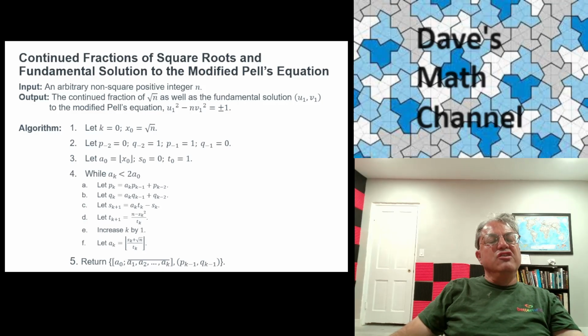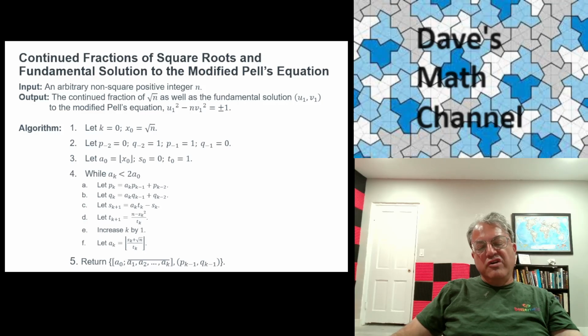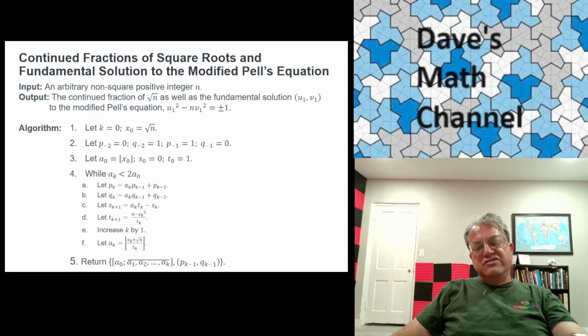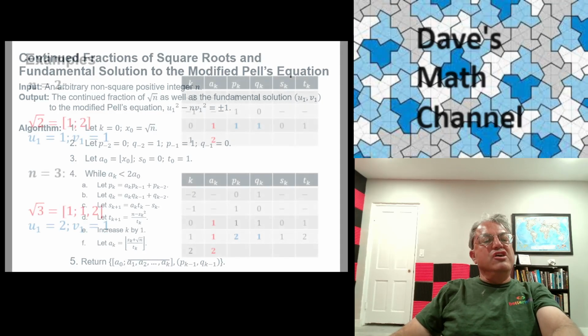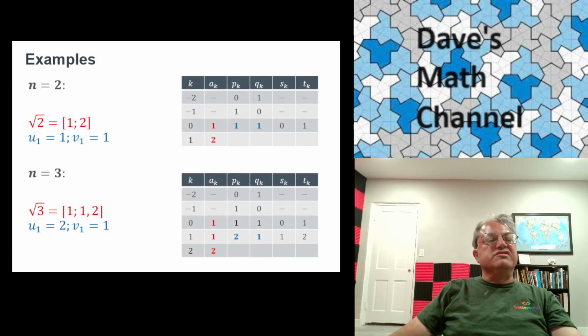And when we're done, not only do we get the continued fraction, which is this thing on the left, but we also get a fundamental solution to the modified Pell's equation as well. It turns out that u1 is pk minus 1 and v1 is qk minus 1. Pretty nice. So this algorithm gives us a lot of useful information. And now I'm going to give you some examples.